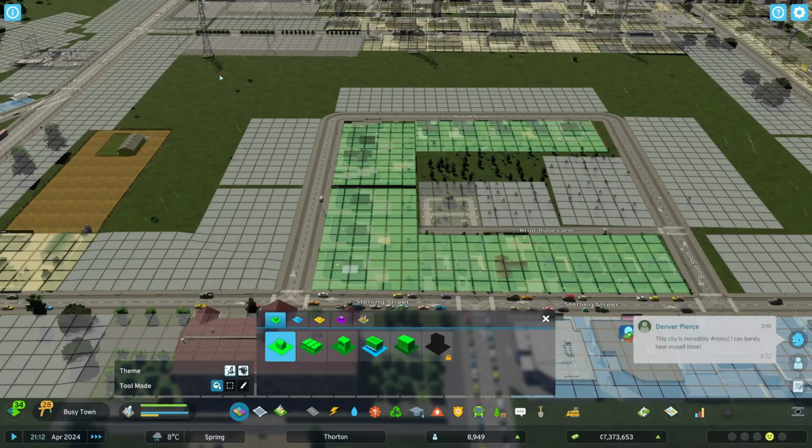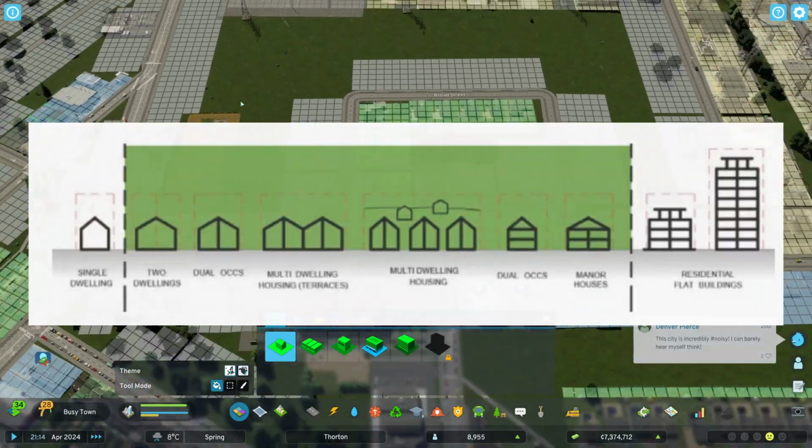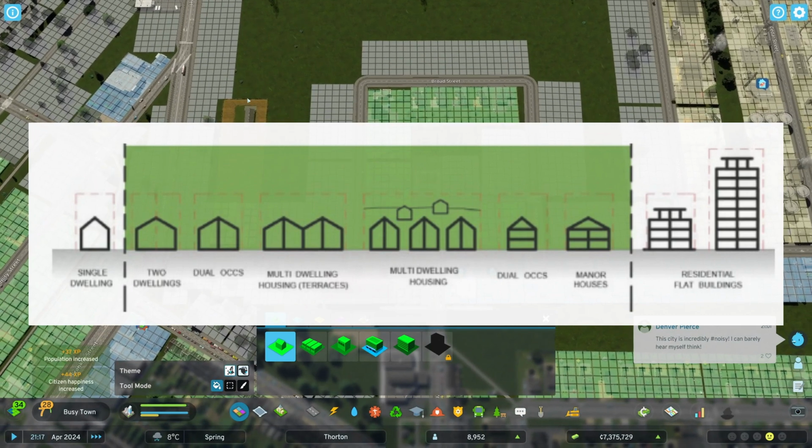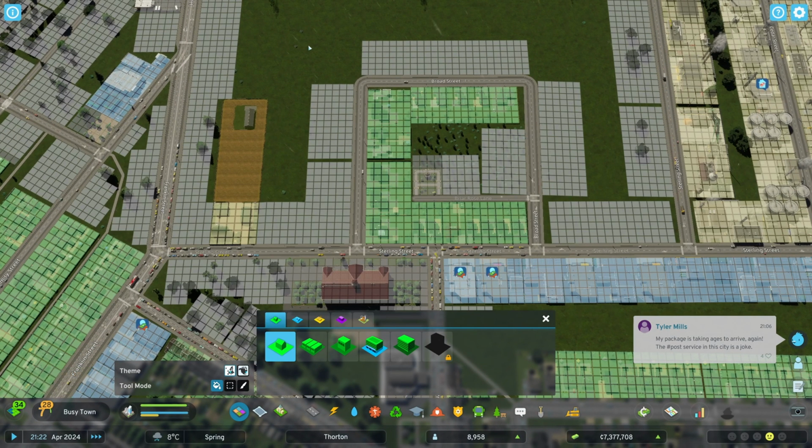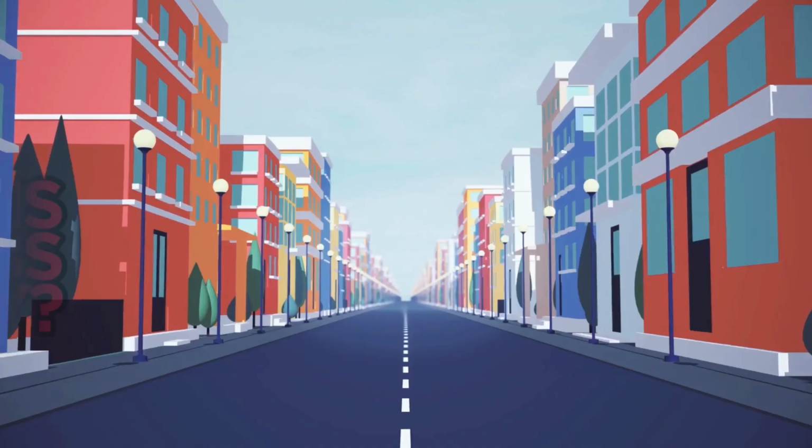There's also a term called the missing middle, as you can see in this picture, where most cities have the single family dwellings and then move all the way up to residential or flat style buildings. But there's also two dwellings, townhouses, multi-dwelling terraces, dual occupancies and manor houses. Thank God that Cities Skylines 2 has given us townhouses.